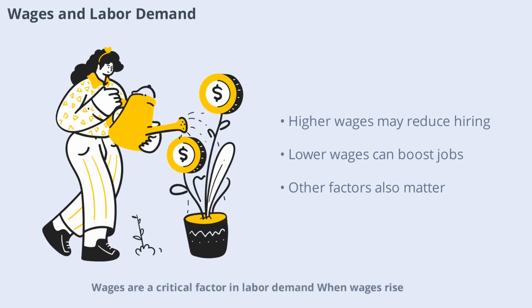Wages are a critical factor in labor demand. When wages rise, the cost of hiring workers increases, which can lead firms to reduce the number of employees. Conversely, lower wages make hiring more attractive. However, other factors such as productivity, technology, and market conditions also influence labor demand. It's a dynamic process, with firms constantly adjusting their workforce in response to changing economic signals.